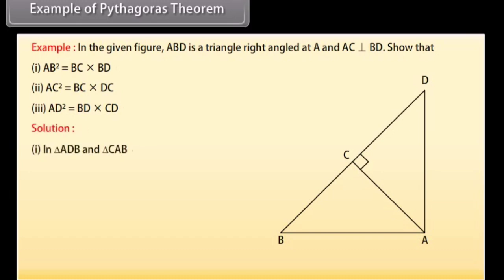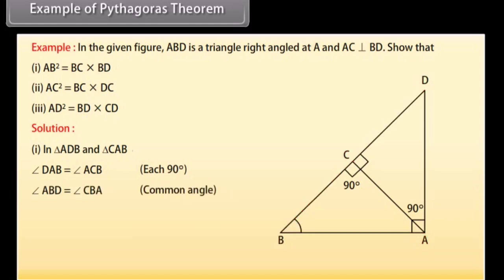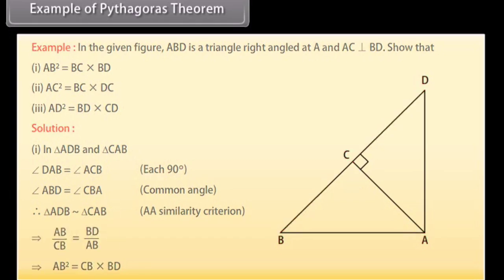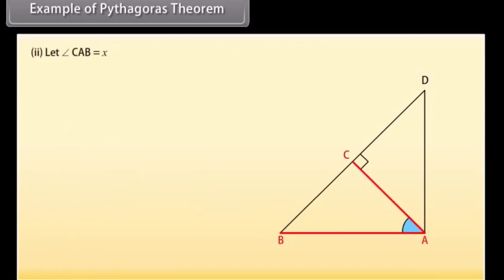Solution. 1. In triangles ADB and CAB, angle DAB equals angle ACB, each of 90 degrees. Angle ABD equals angle CBA, the common angle. Therefore, triangle ADB is similar to triangle CAB by the AA similarity criterion, which implies AB square equals CB into BD. 2. Let angle CAB equal x.